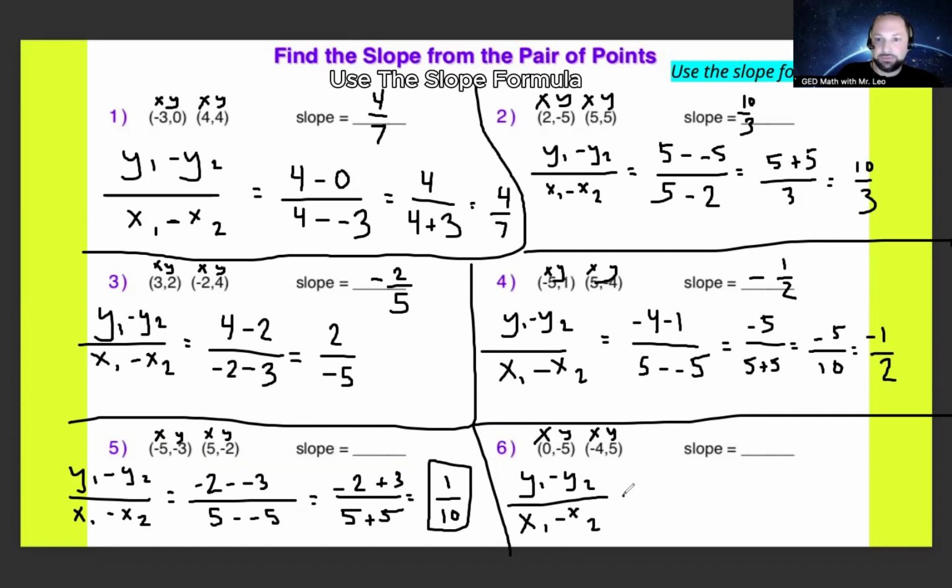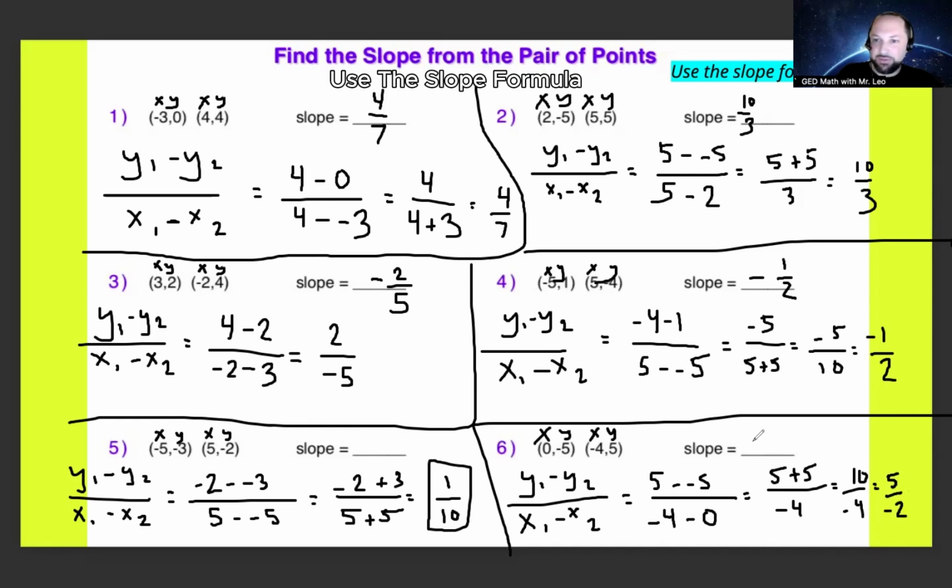Okay. So we'll do y minus y. That's going to be 5, take away -5, over -4, take away 0. I'm going to rewrite that as 5 plus 5 on top. -4 minus 0 is just -4. That becomes 10 over -4. I'm going to simplify that by dividing by 2, so that becomes 5 over -2.